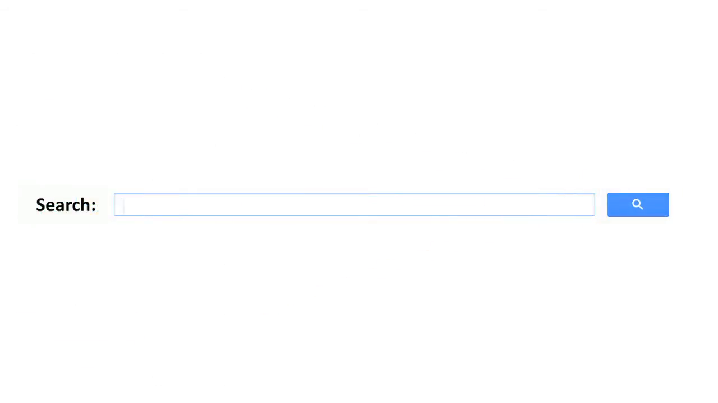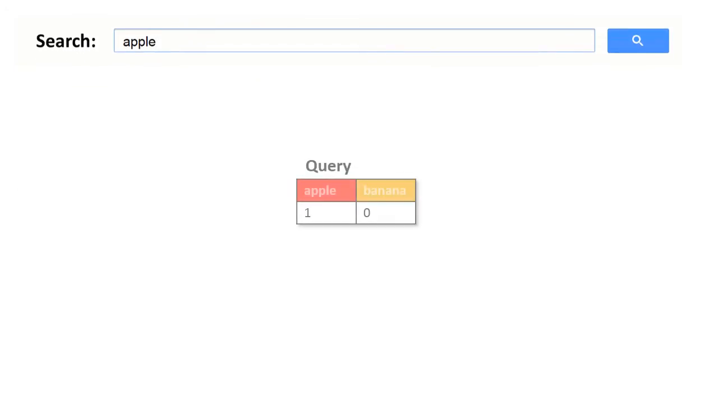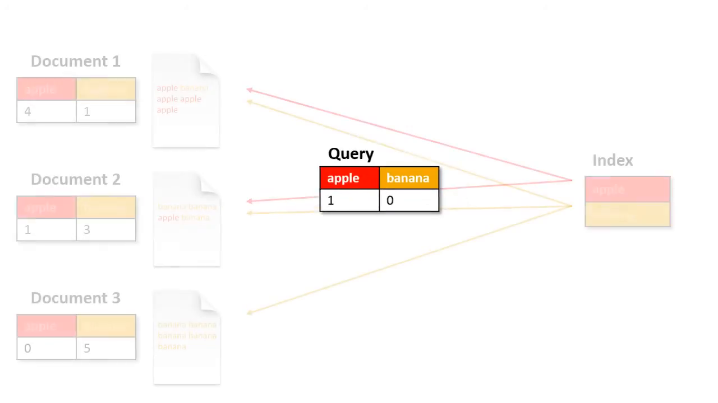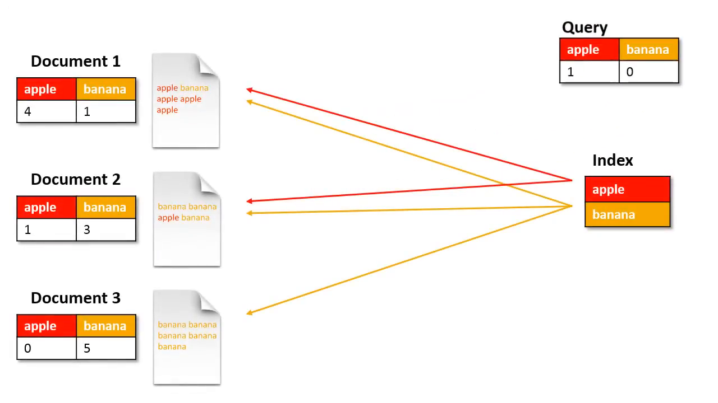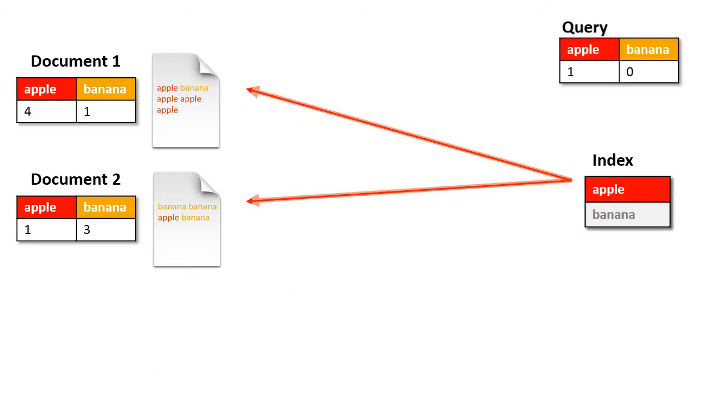And here comes the trick. We also turn our search query into a vector, exactly as we did with our documents before. Now we can use our index to look up our documents that contain the word apple. Document 3 did not mention apples, so it's not relevant to our search.